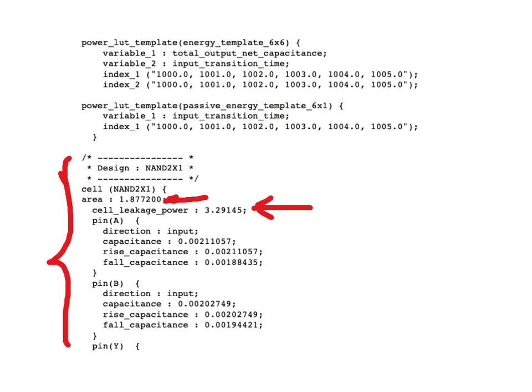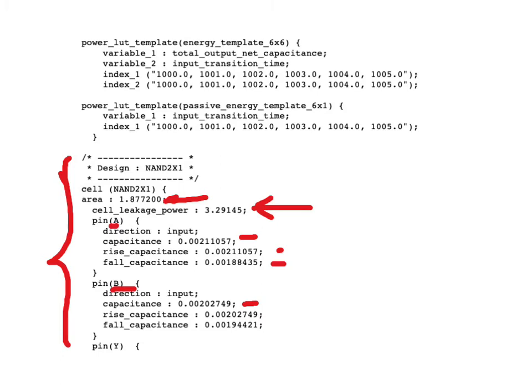The input pins are labeled pin A and pin B, and the average capacitance at the input A is given by these values, whereas the specific capacitance seen by a rise transition is given by this value, and the specific capacitance seen by a fall transition is given by this value. These capacitance values can be used to compute the total charging capacitance, that is the output parasitic capacitance of a gate, the wire capacitance, as well as the capacitance of all the loads connected to it.